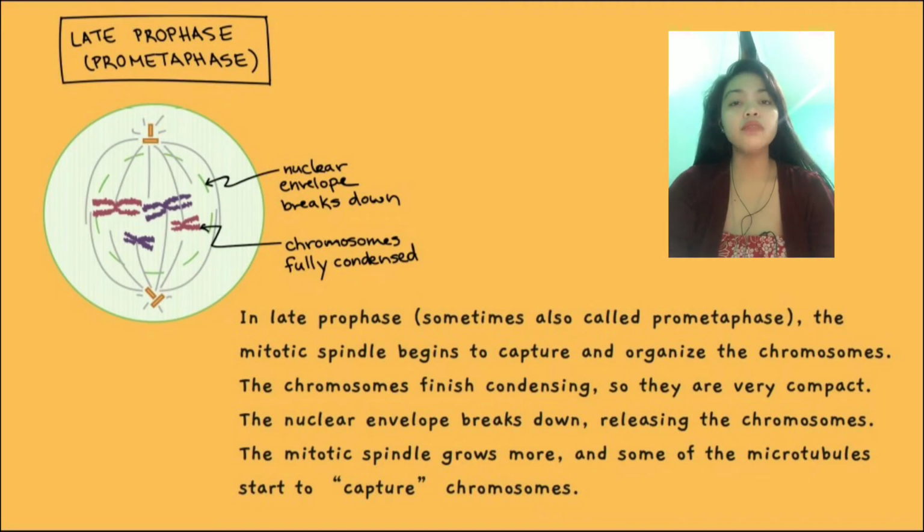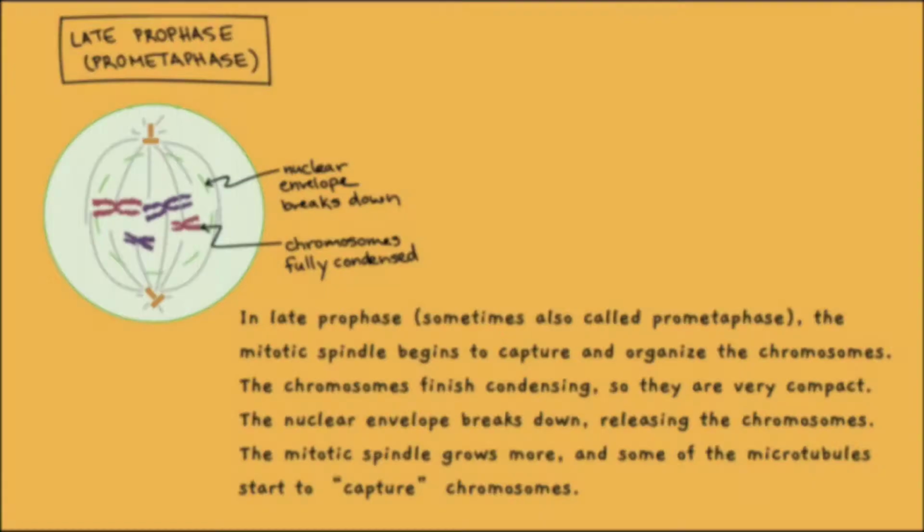The chromosomes start to condense, making them easier to pull apart later on. So let's have the late prophase. In late prophase, sometimes called prometaphase, the mitotic spindle begins to capture and organize the chromosomes. The chromosomes finish condensing, making them very compact. The nuclear envelope breaks down, releasing the chromosomes. The mitotic spindle grows more and some of the microtubules start to capture chromosomes.